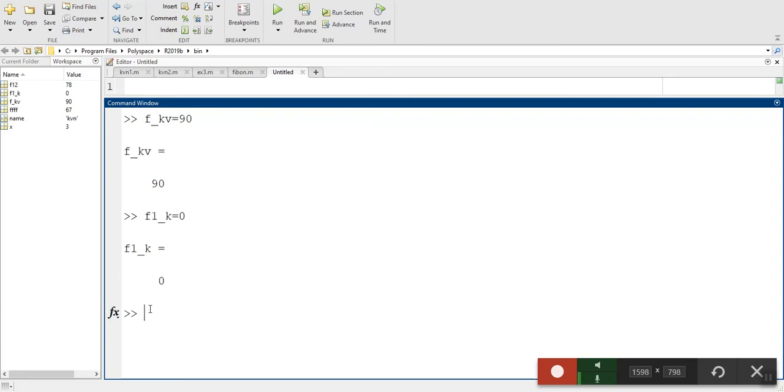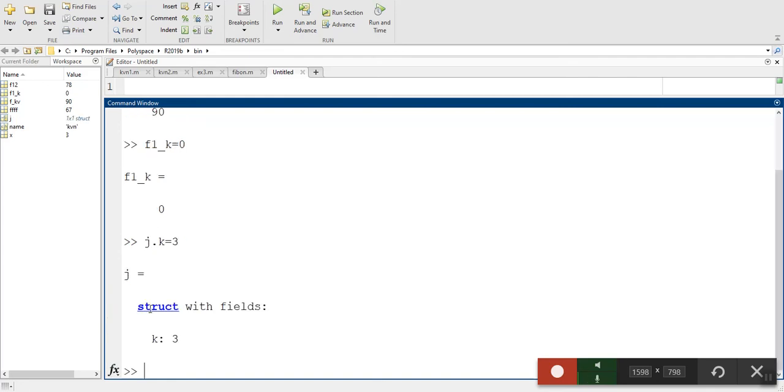Another very important point: j.k equals 3. This is not acceptable. Don't use a dot, because dot denotes something else. We will discuss it in later classes. So, don't use a dot in the variable name at this moment.